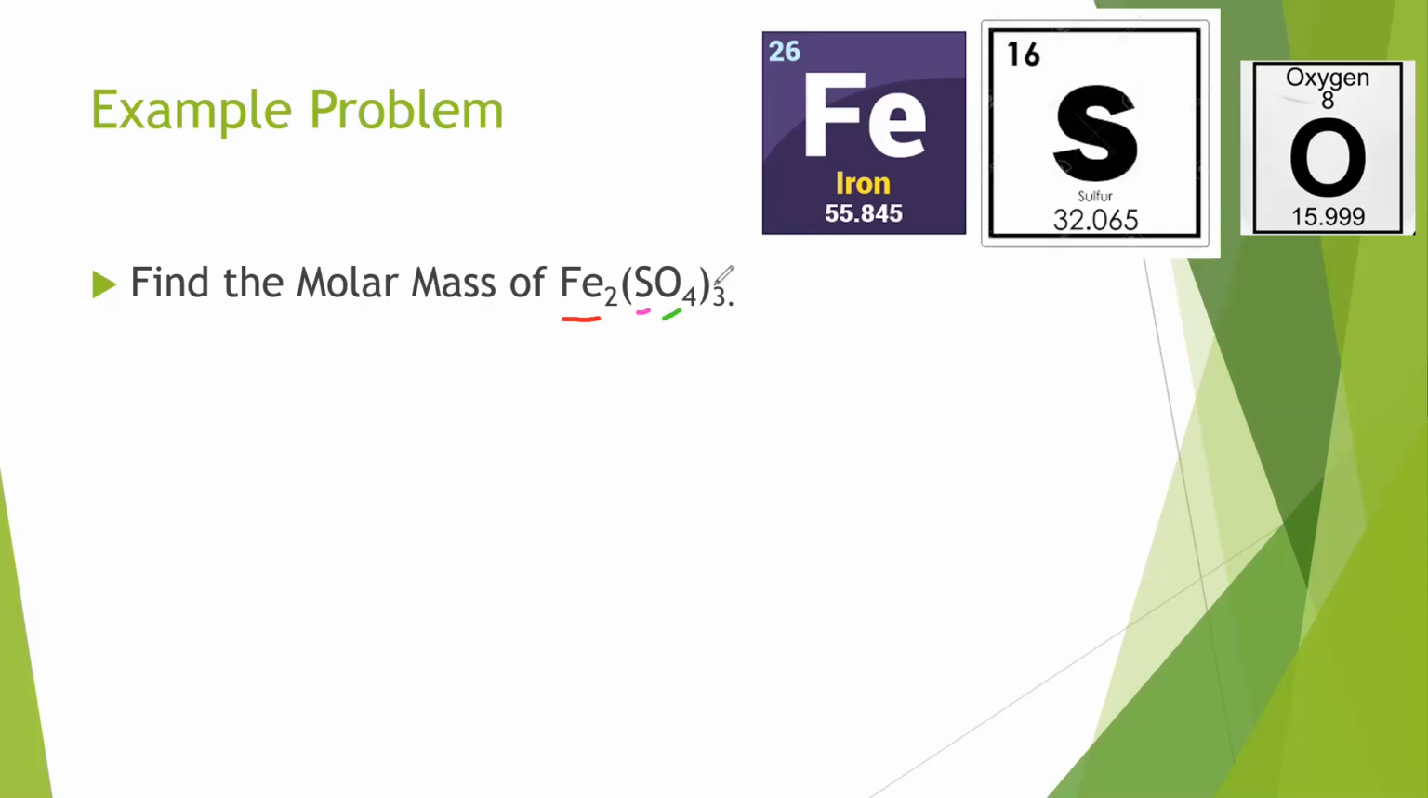Remember, this notation of 3 in front of the parentheses means there's 3 of everything inside. So there's going to be 3 sulfurs. There's going to be 3 molecules of SO4, and each molecule of SO4 has 4 oxygens. So there's going to be a total of 12 oxygens, and then 2 Fe atoms. So that's how you're going to do it.